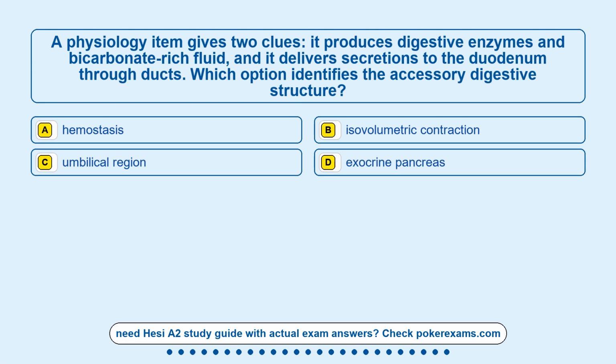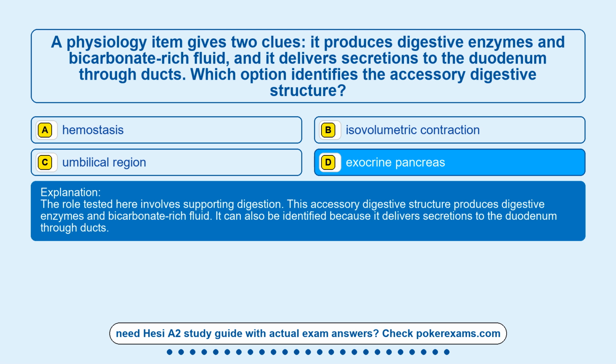Question 2. A physiology item gives 2 clues. It produces digestive enzymes and bicarbonate-rich fluid, and it delivers secretions to the duodenum through ducts. Which option identifies the accessory digestive structure? Option A, hemostasis. Option B, biovolumetric contraction. Option C, umbilical region. Option D, exocrine pancreas. The correct answer is option D, exocrine pancreas. The role tested here involves supporting digestion. This accessory digestive structure produces digestive enzymes and bicarbonate-rich fluid. It can also be identified because it delivers secretions to the duodenum through ducts.